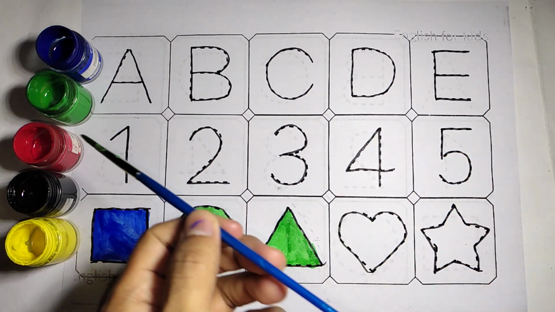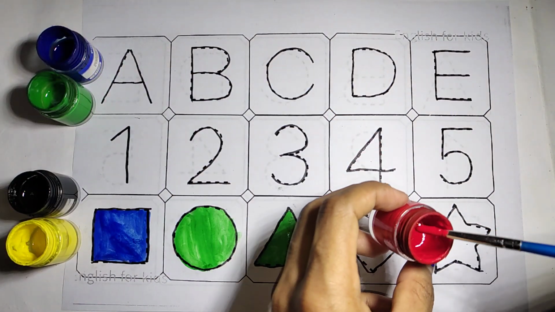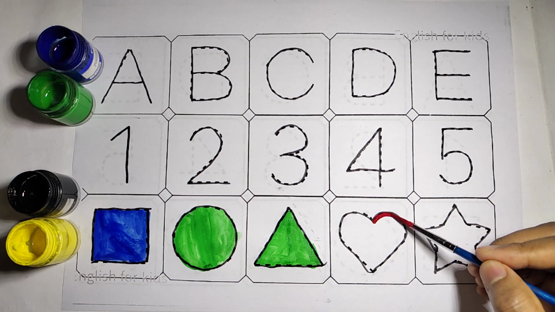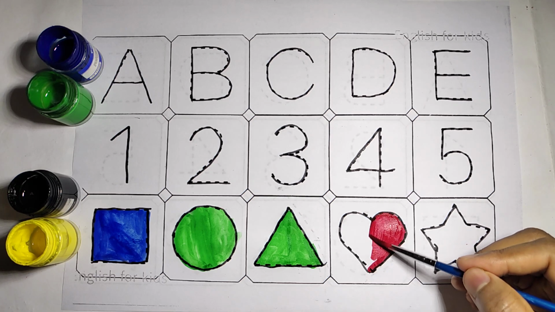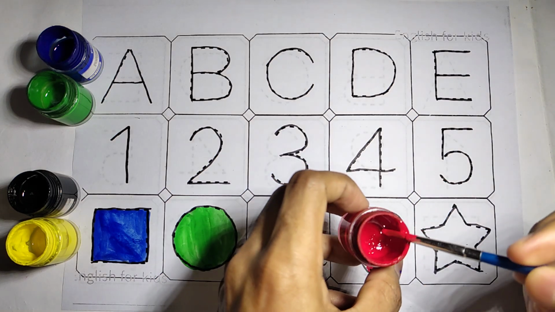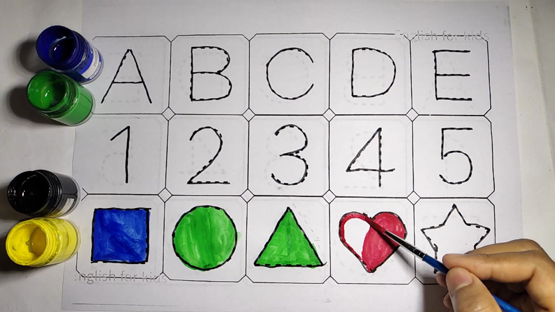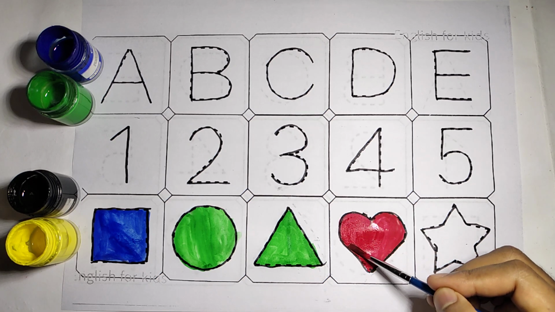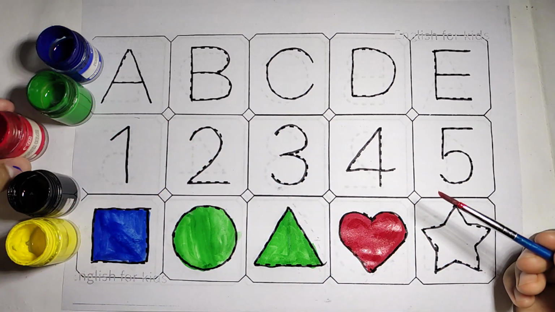Now we draw the shape of heart. Kids, now we use red color. The shape of heart. The next one is star.